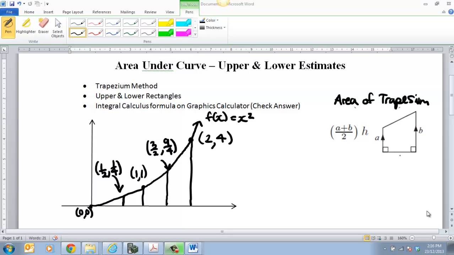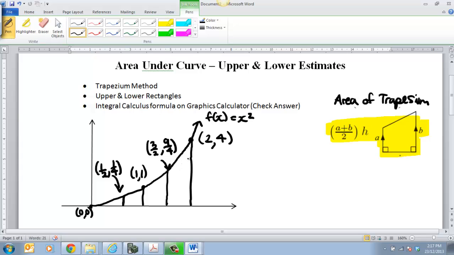trapezium method. So the area of a trapezium, if you remember from year 8 or 9, is this formula here. If we're looking at a and b, it's a half of that times by the width or the height of that particular shape. So I'm going to use this formula.